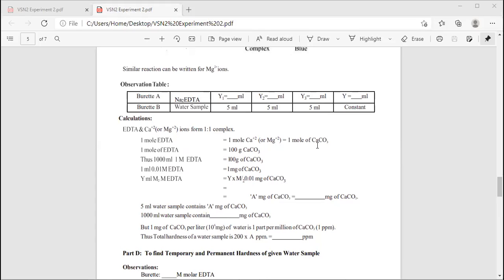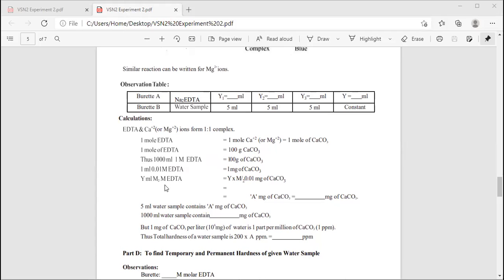1 mole of CaCO3 means 100 gram because it is molecular weight. But 1 mole of EDTA means 1 molar, 1 liter. 1 liter means 1000 ml. So 1000 ml के लिए 100 gram. तो 1 ml के लिए 1000 ml के लिए 100 gram means 10 raised to 5 milligram. So 1 ml के लिए 10 raised to 2 milligram. Here 1 molar is there, here 0.01 molar is there. So here 100 divided by 100, you will get 1 milligram.